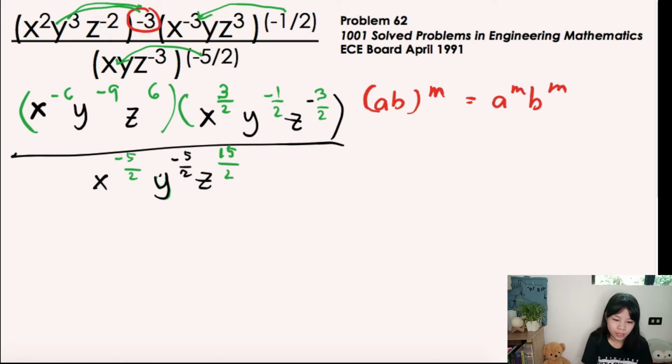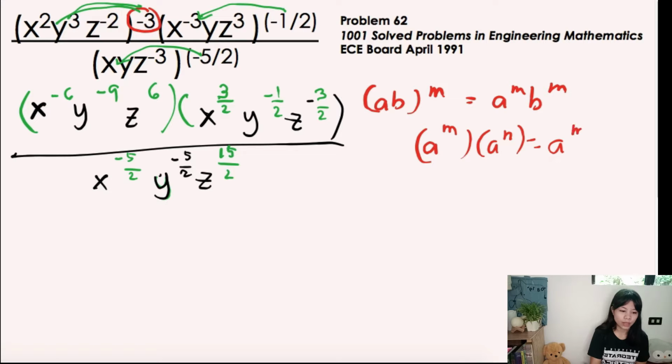Now, we will simplify it further. We also know that the law of exponents says a raised to m times a raised to n is equal to a raised to m plus n. It says that if you have the same base, you add the exponents. So, let's do this in our numerator. We have the variable x with an exponent of negative 6. When you see this multiplied with the same base, you add the exponents.